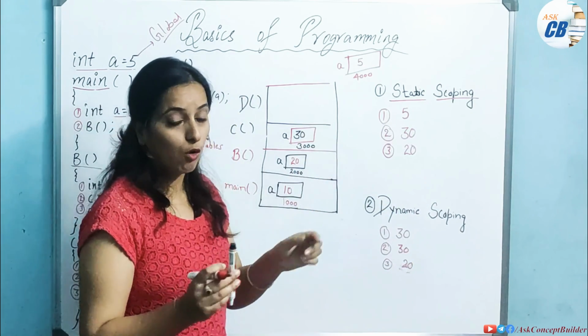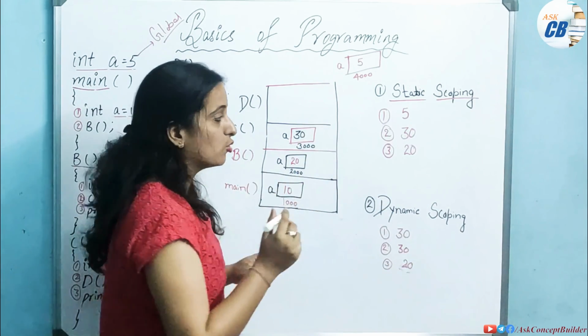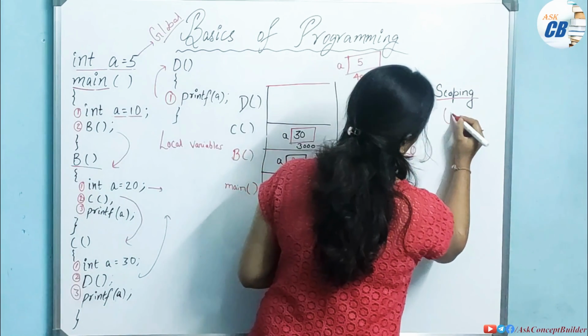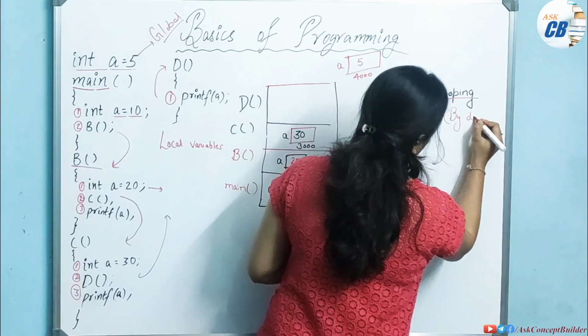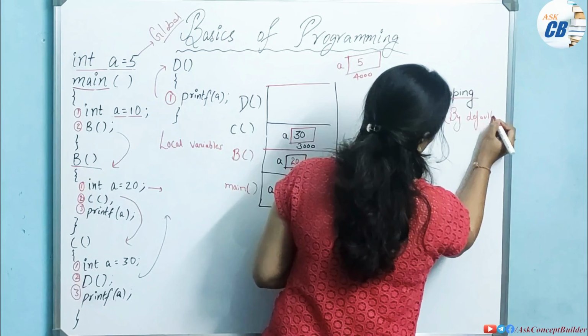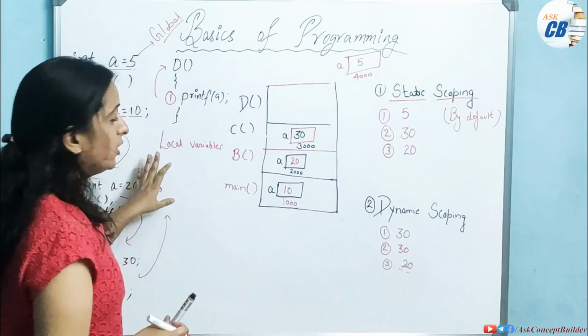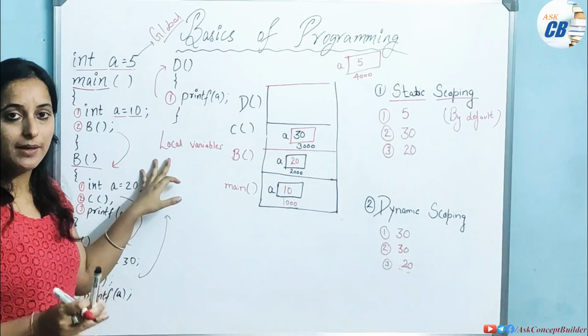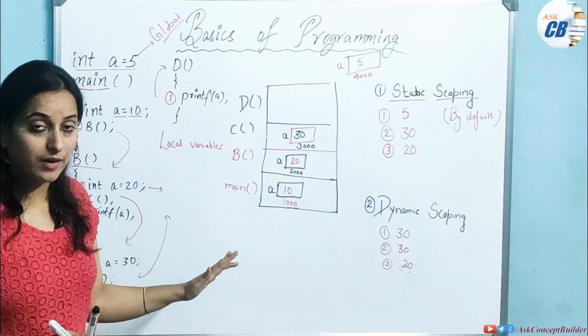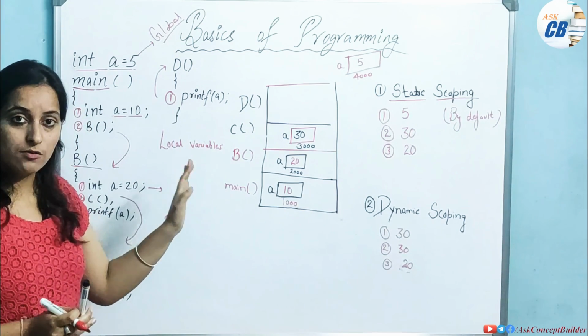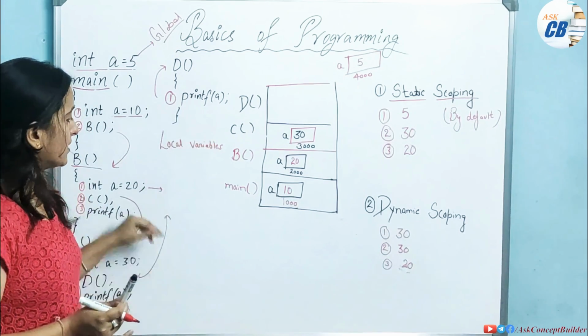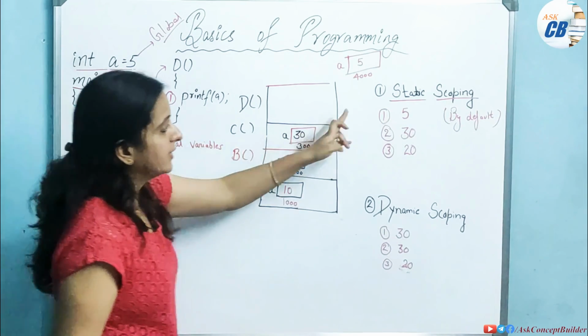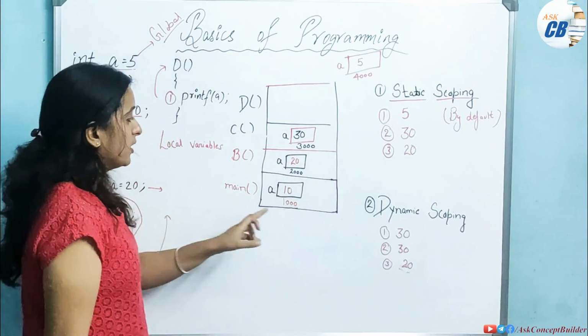Now see, by default the scoping used in your program is static scoping. If you are writing this program in any language like C, C++, Java, in all these types of languages, static scoping is followed. Whenever you execute this program, you will get this result.